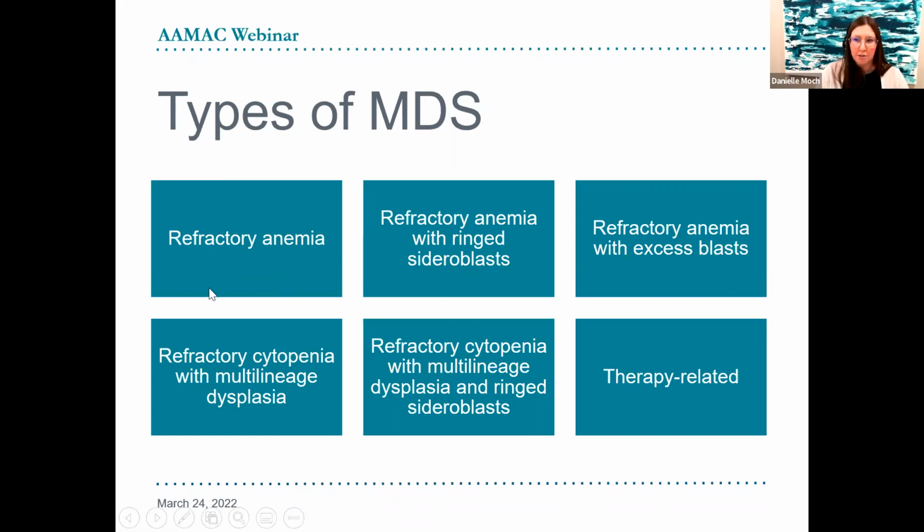So refractory anemia, affecting the red blood cells. There can be different things seen under the microscope, which are these ringed sideroblasts, or excessive blasts. So really we're trying to take a look at how funky the blood looks, how the bone marrow looks, what is in there. Are we seeing more red blood cell changes, are we seeing more white blood cell changes? We're really just trying to figure out what's going on in there. And yeah, so that's why there are so many different types.